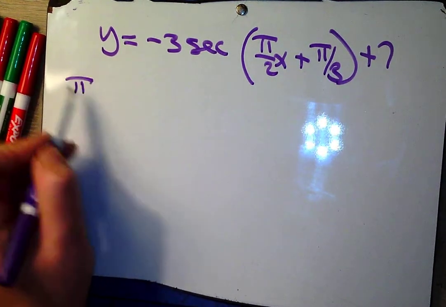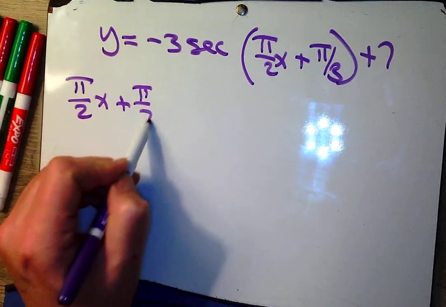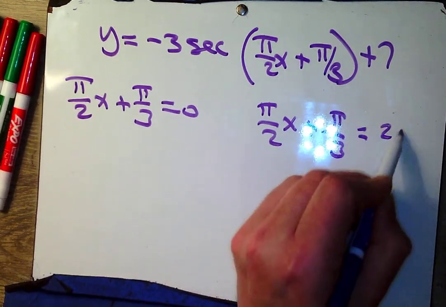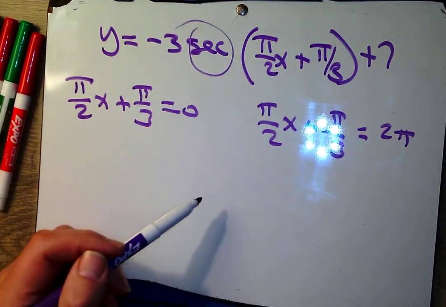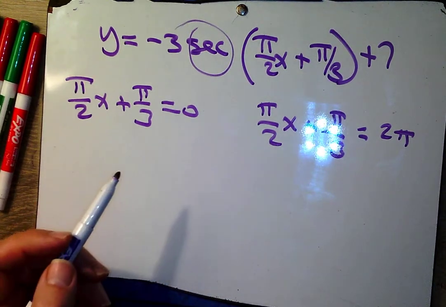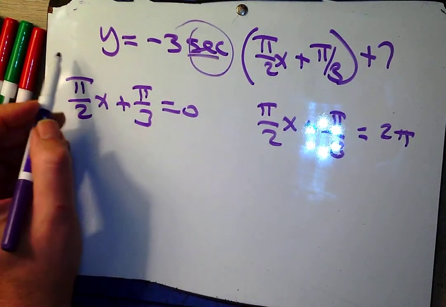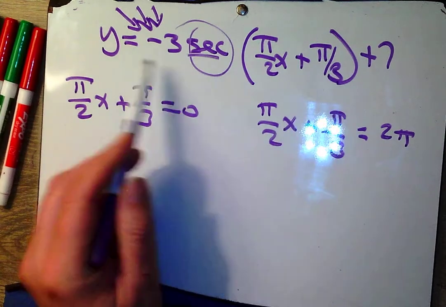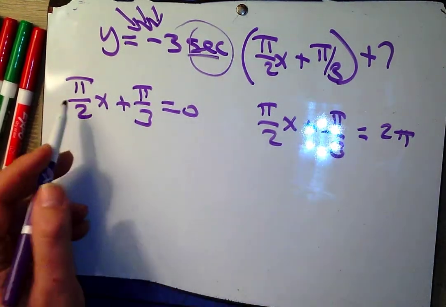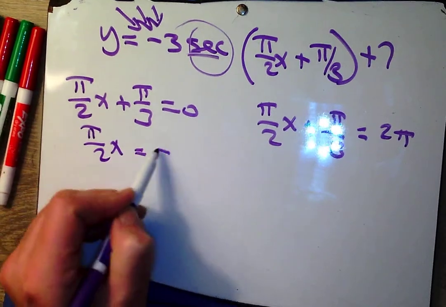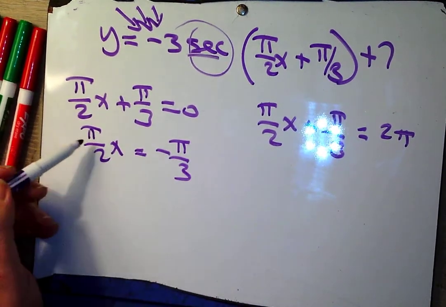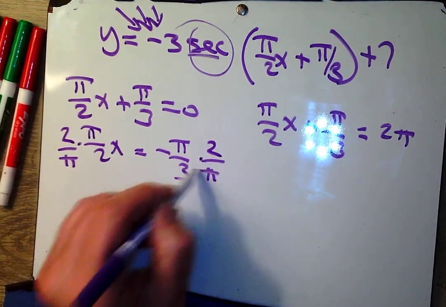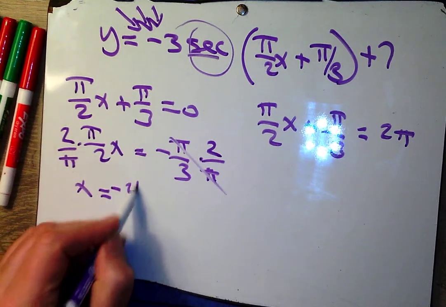Hey, so welcome back. We've got pi over 2 x plus pi over 3 equals 0, and pi over 2 x plus pi over 3 equals 2 pi. And what do I graph first? Is it sine? Is it cosine? Secant is the reciprocal of cosine, and it's a negative, so I'm thinking about graphing the negative cosine version, and that starts with me finding the endpoints. Pi over 2 x equals negative pi over 3. Yes, of course, you can divide by pi over 2, but you could also multiply both sides by the reciprocal. And so you get x equals -2/3.